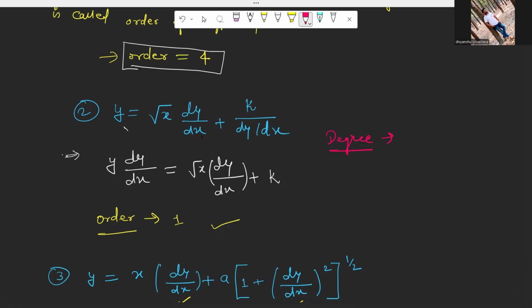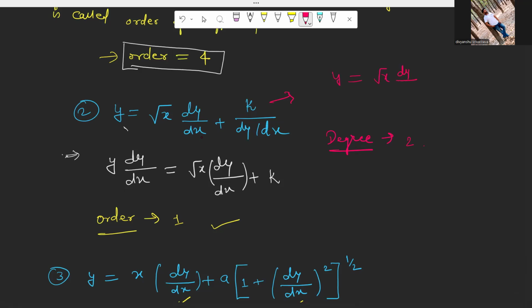The degree of this question is nothing but what? That is 2. Okay. So how does the degree come out as 2 here? Let us look at the interesting thing here. Try to solve this first.